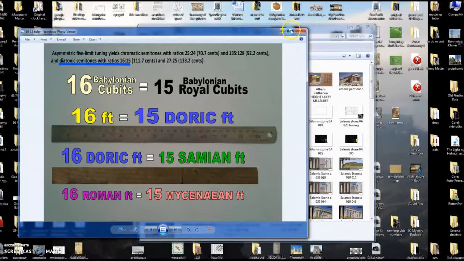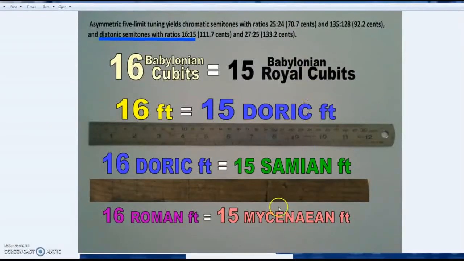Some other examples of 16/15 is 16 Roman feet to 15 Mycenaean, as Strachini pointed out, which will also reflect back into this system. But also 16 Babylonian cubits equals 15 Royal Babylonian cubits, and up here you can see diatonic semitones, ratio of 16/15, as well as 25/24, which were the same ones mentioned earlier.